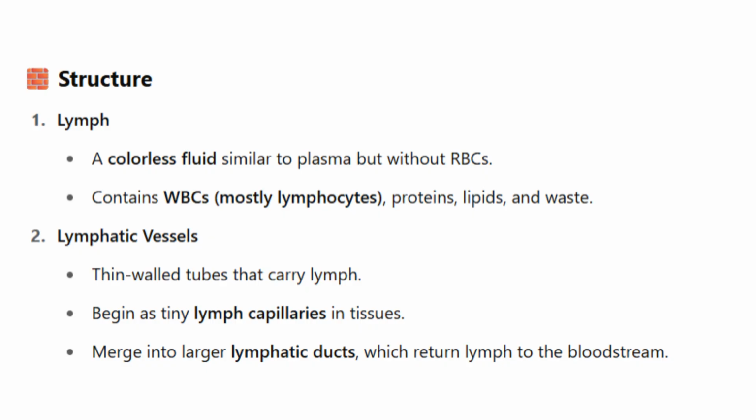Structure. Lymph: a colorless fluid similar to plasma but without RBCs. Contains WBCs, mostly lymphocytes, proteins, lipids, and waste. Lymphatic vessels: thin-walled tubes that carry lymph. Begin as tiny lymph capillaries in tissues. Merge into larger lymphatic ducts, which return lymph to the bloodstream.